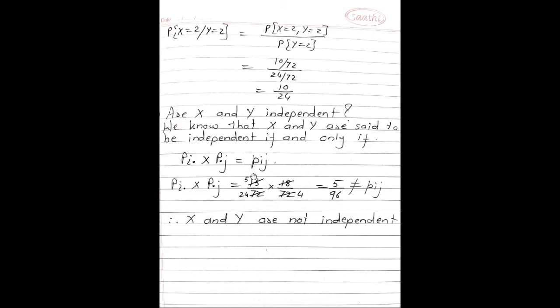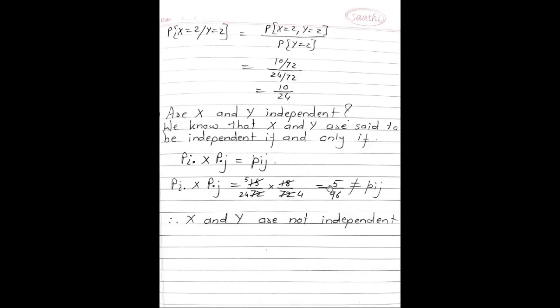So 15 by 72 into 18 by 72. Let us see. 18 ones are 18, fours are 72. 3 fives are 15 and 3 twenty-fours are 72. So the answer is 5 by 96, which is not equal to pij. The pij value is 3 by 72. If I would have got 3 by 72, then I would say that x and y are independent, but that is not the case. So therefore x and y are not independent.